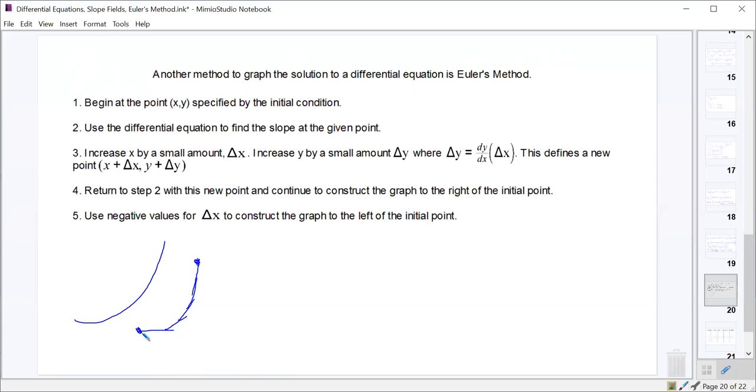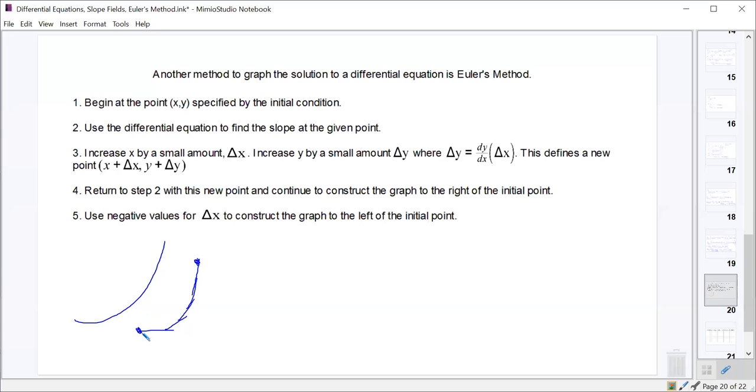So we'll have to have an initial condition in order to do this. Then we're going to use our differential equation to find the slope at that point. Once we find the slope at that point, we're going to take that and increase our x by a little bit, multiply that x increase by the slope to see how much y changes, and that will give us a new point. And then we will repeat that process with the new point. We find the slope at that new point, move over a little bit with the x, figure out how much that makes the y value move, and then get a new point.